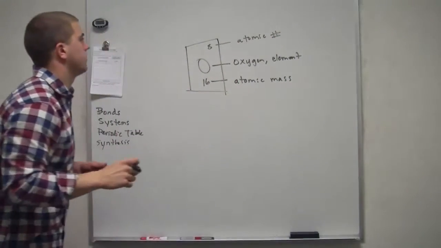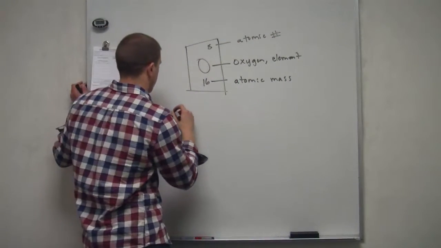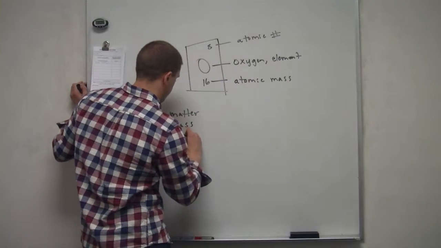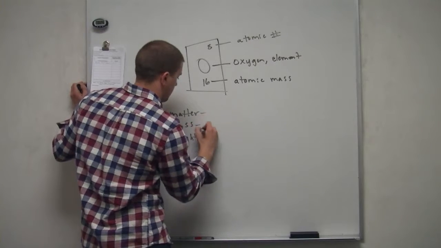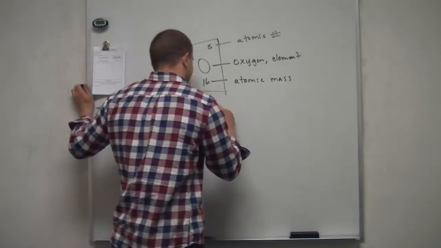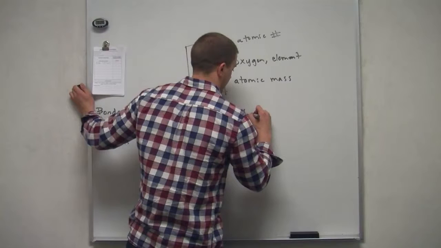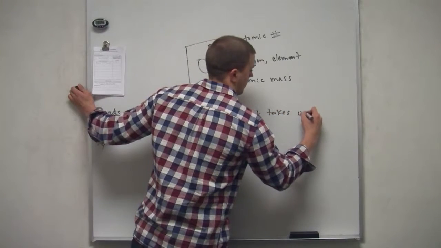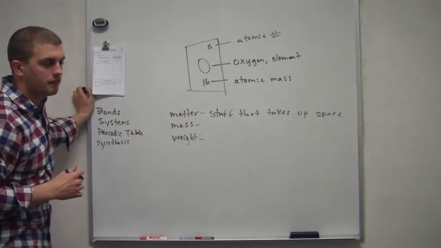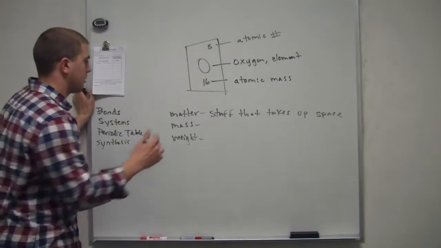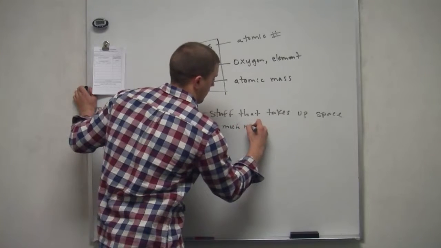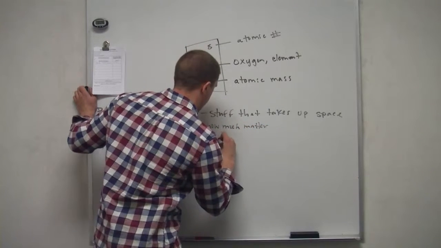Okay? So a few things when we start off. Let's clarify a few things. We have matter, mass, and weight. If I asked you to define matter, how would you define it? It's just stuff that takes up space. And what's mass? It's how much matter is in something. And then weight is just the gravitational pull, right?